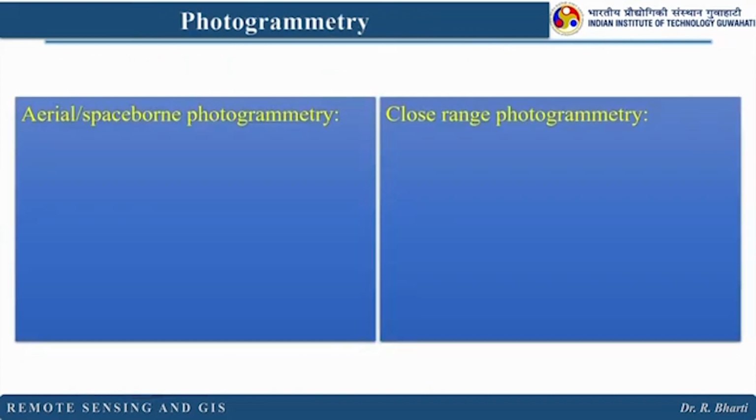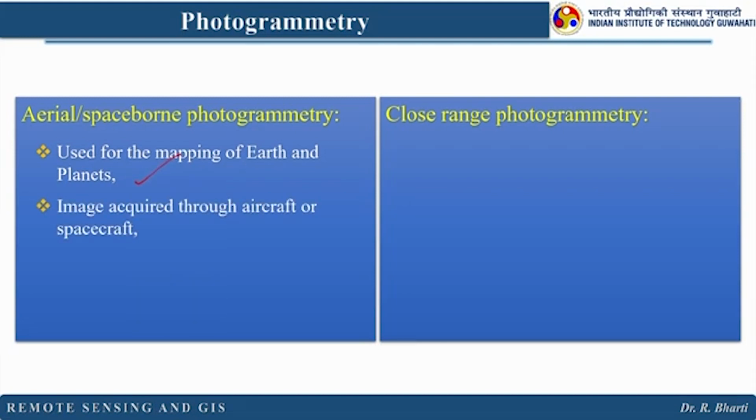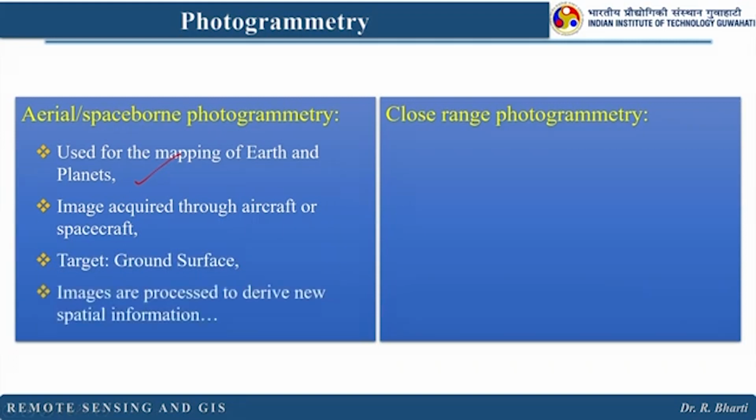Let us understand the difference between aerial space-bound photogrammetry and close range photogrammetry, their strengths and weaknesses. Aerial space-bound photogrammetry is used for the mapping of Earth and planets. This is well known. Images are acquired through aircraft or spacecraft, the target is the ground surface, and the images are processed to derive new spatial information. So here we are basically talking about satellite remote sensing and satellite images.